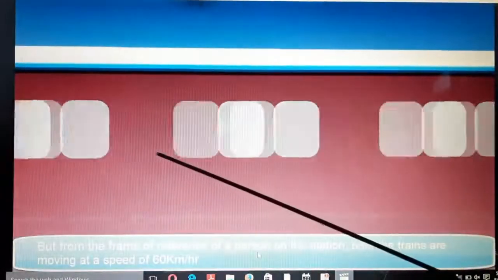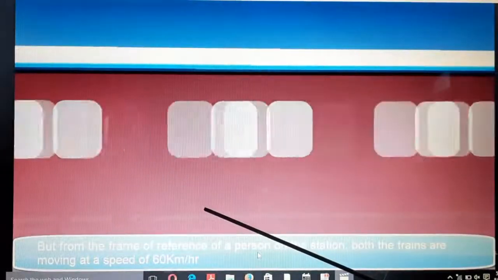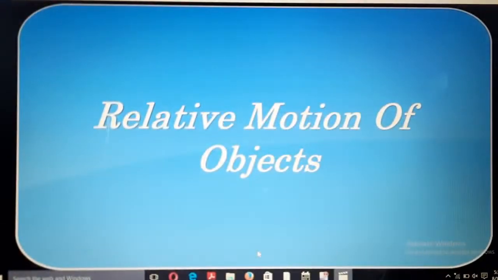But suppose one person is standing on the railway station. So with respect to him, both trains are in moving direction. So this is called relative velocity. Okay.